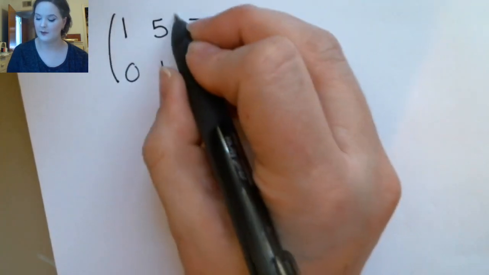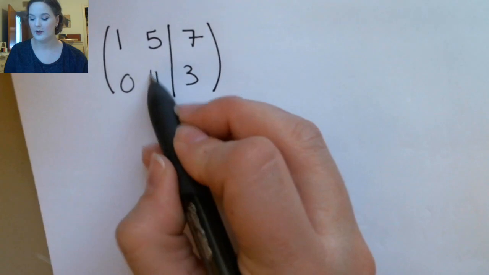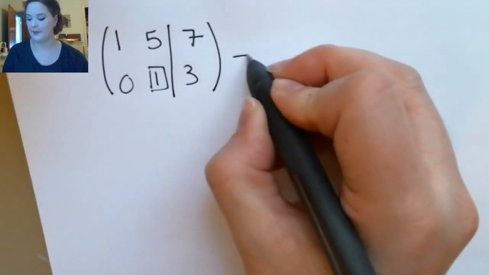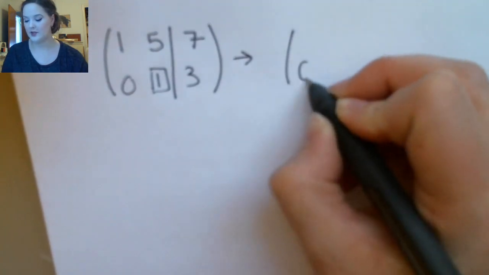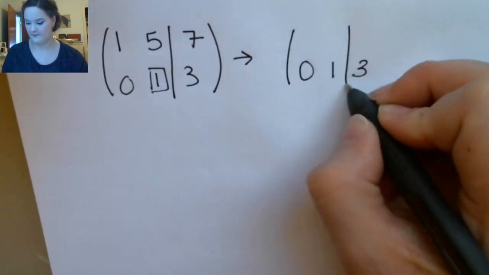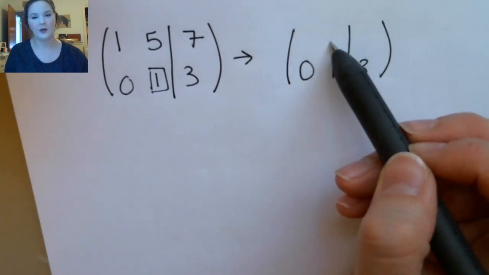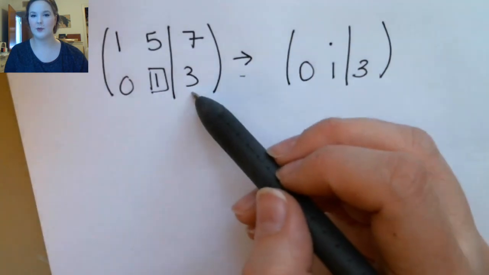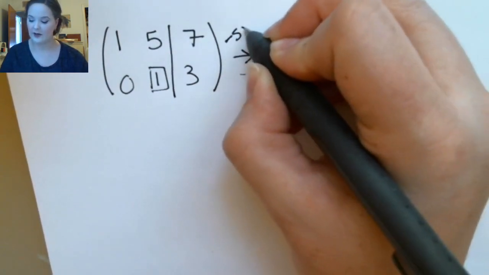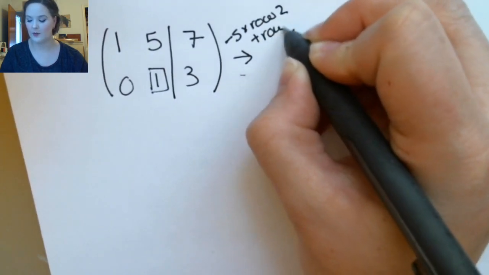I'm just copying it because I needed a new sheet of paper. So this is exactly what I had before. Okay, I'm going to start here, and I'm going to eliminate above that. Okay, so I'm not changing my second row at all. Okay, and I want to eliminate this position. Okay, so I'm going to need to multiply by negative 5. Okay, so this is going to be negative 5 times row 2, and I'm going to add that to row 1.